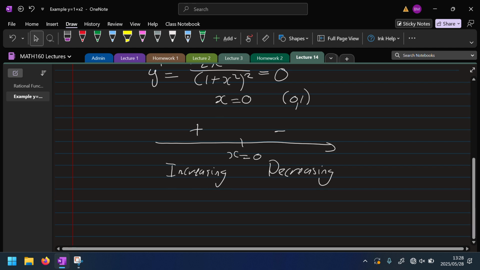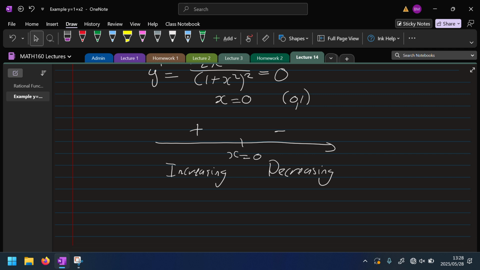Now if this was just a polynomial, we would stop here and just connect the dots. However, for rational functions, we now need to find the asymptotes. You can do it in whatever order you want, as long as you find both. So let's start off with the vertical asymptotes.